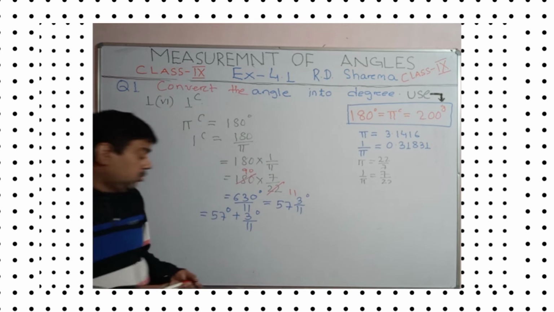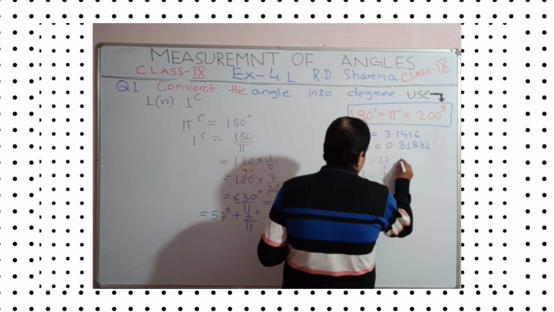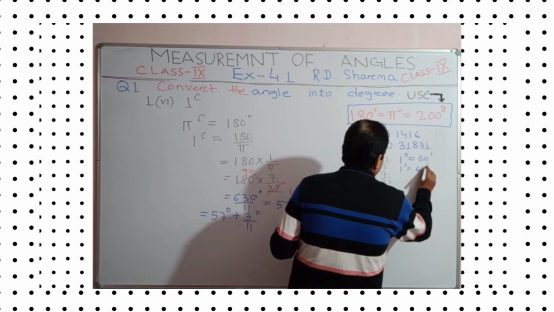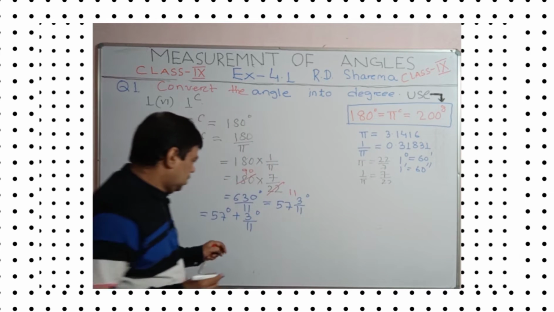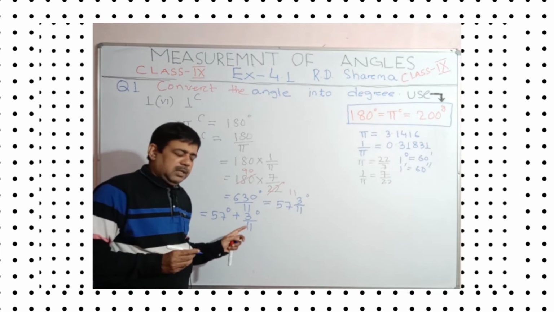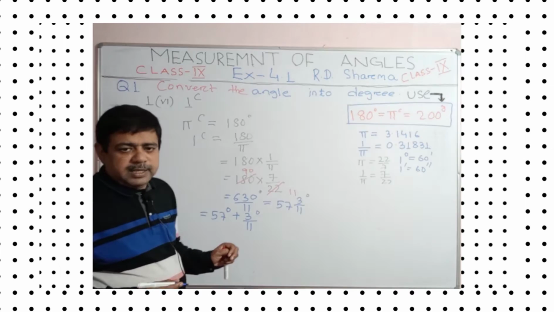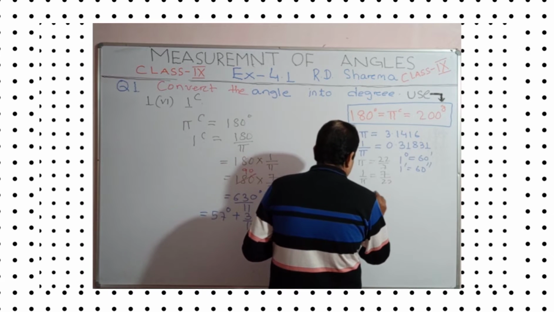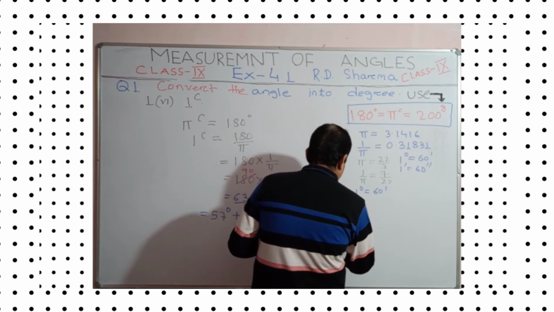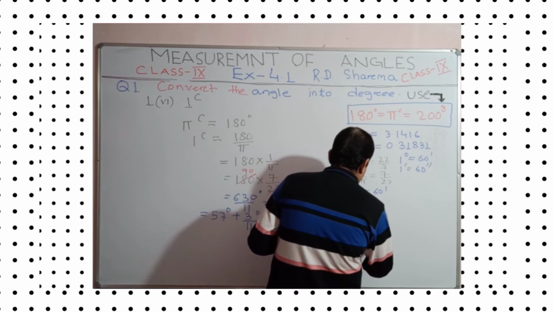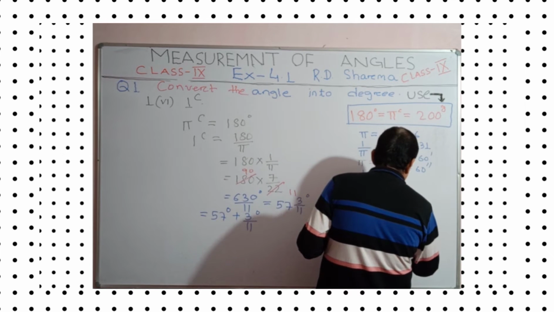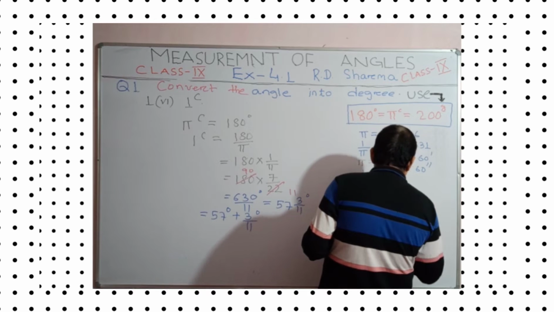Now again you know 1 degree is equal to 60 minutes, and 1 minute is equal to 60 seconds. Because the degree is in the form of a fraction, 3 by 11, we can convert this degree into minute and second. Now see, 3 by 11 degree. 1 degree is 60 minutes, so 3 by 11 into 60 is equal to 180 by 11 minute.